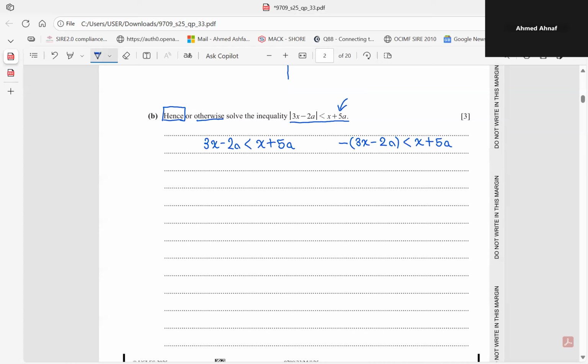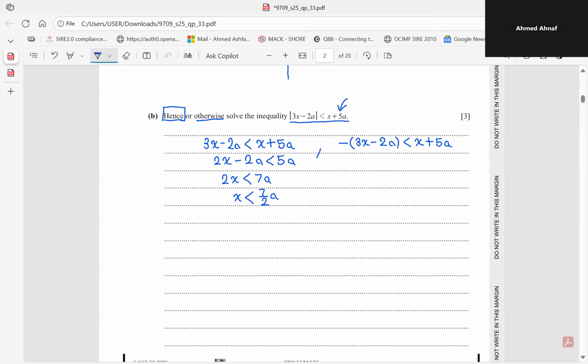Now we can solve both of these. Let's solve this one first. Let's move x to the other side by subtracting x from both sides. You'll get 2x minus 2a equals 5a. Now add 2a to both sides. You will get 7a. So for this, you'll get x is less than 7 over 2 a.